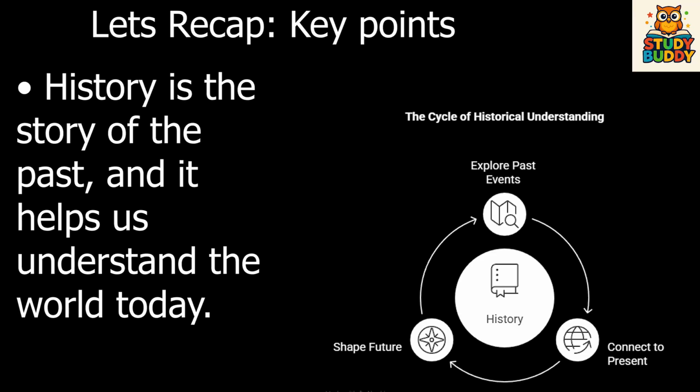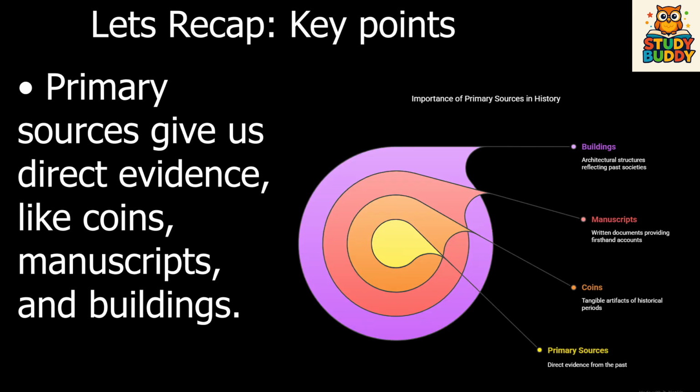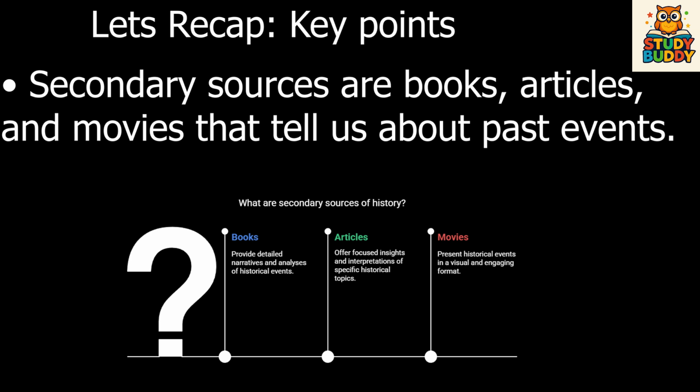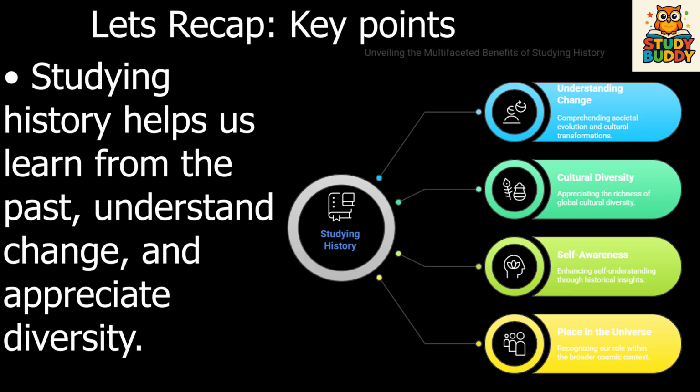History is the story of the past, and it helps us understand the world today. Primary sources give us direct evidence, like coins, manuscripts, and buildings. Secondary sources are books, articles, and movies that tell us about past events. Studying history helps us learn from the past, understand change, and appreciate diversity.